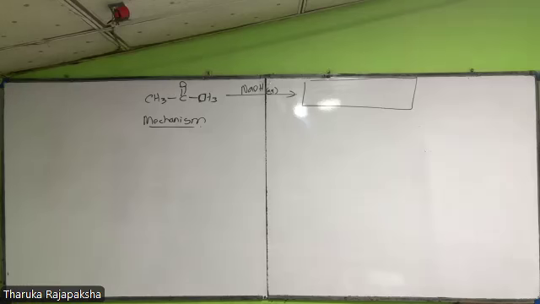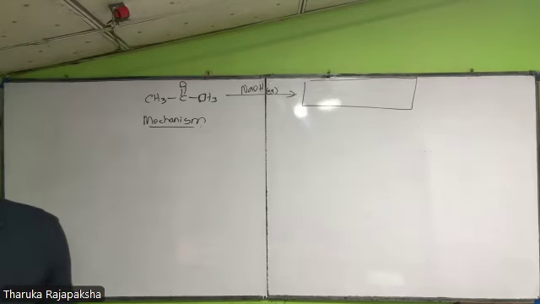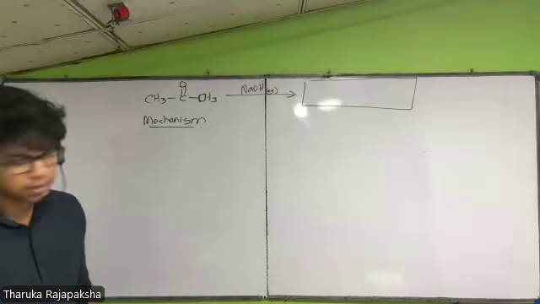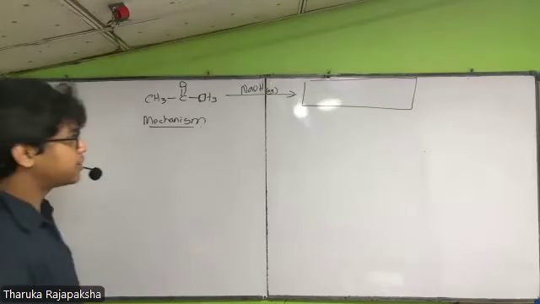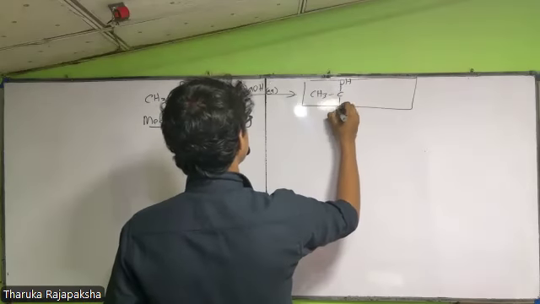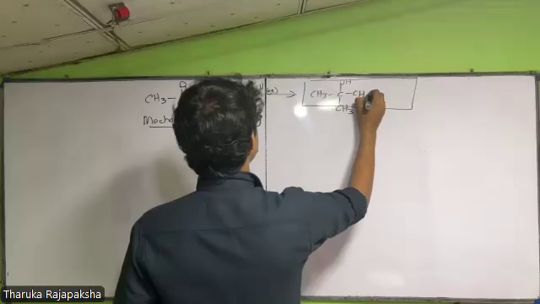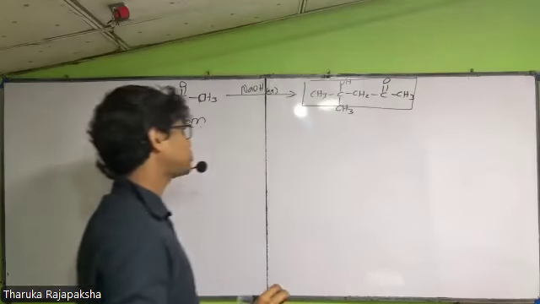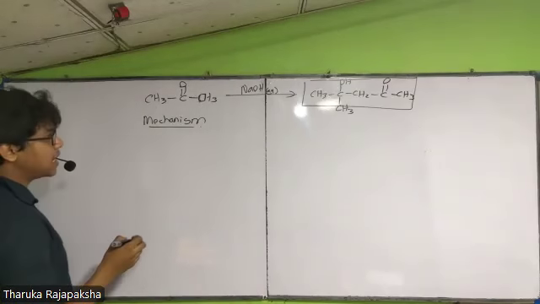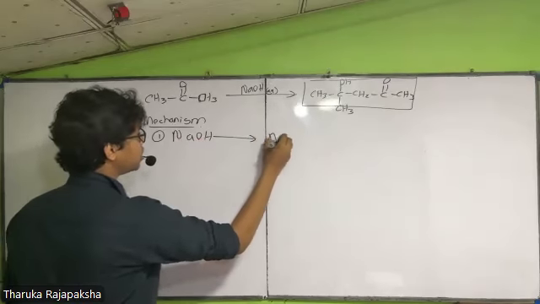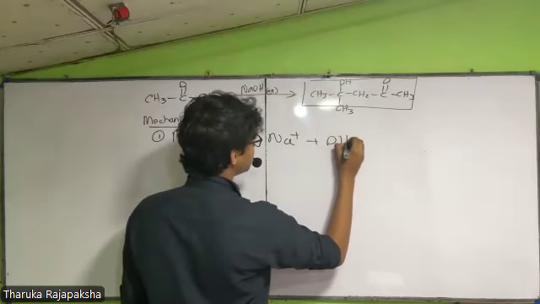Done? I think everyone is done. So I'm going to discuss this. Only some people, like 5 people, are done. Look, the product will be this: CH3, C(OH), CH3, CH2, C, CH3. That's the product. The mechanism: initially, the first step is sodium hydroxide dissociating into Na plus and OH minus.